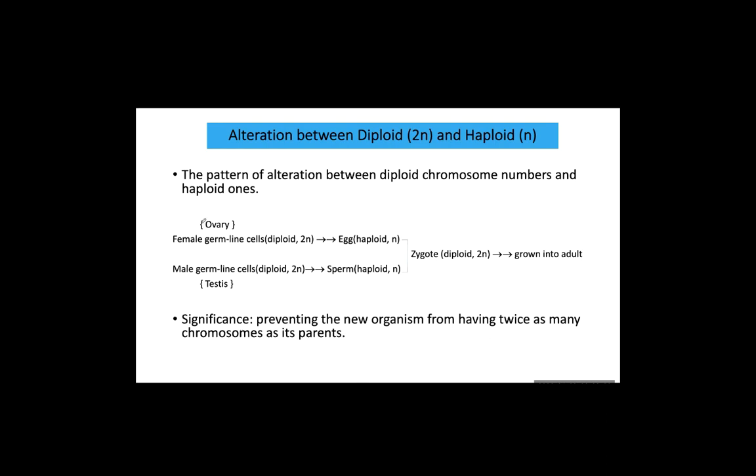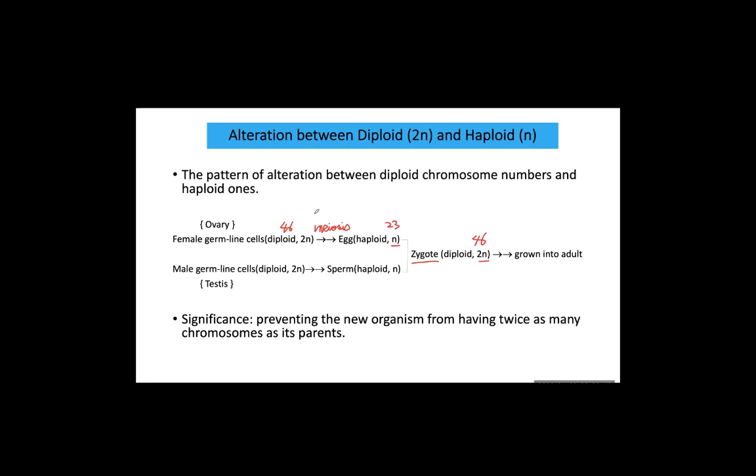So from the ovary, some female germline cells hold diploid chromosomes, 2N, 46 chromosomes. Now they undergo, here is the meiosis. Then the gamete has 23 chromosomes. It's the same thing for male germline cells. Once this egg and sperm fuse, we call that cell zygote, and it has 2N, 46 chromosomes. This zygote grows into adult.